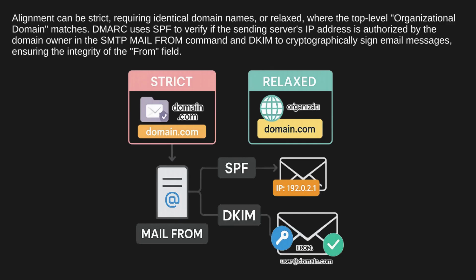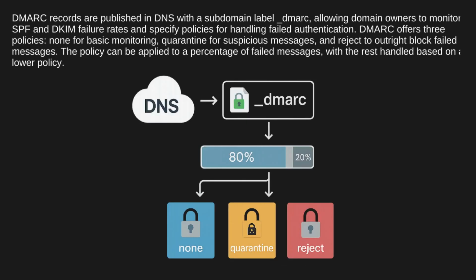DMARC uses SPF to verify if the sending server's IP address is authorized by the domain owner in the SMTP MAIL FROM command, and DKIM to cryptographically sign email messages, ensuring the integrity of the From field. DMARC records are published in DNS with a subdomain label _dmarc, allowing domain owners to monitor SPF and DKIM failure rates and specify policies for handling failed authentication.